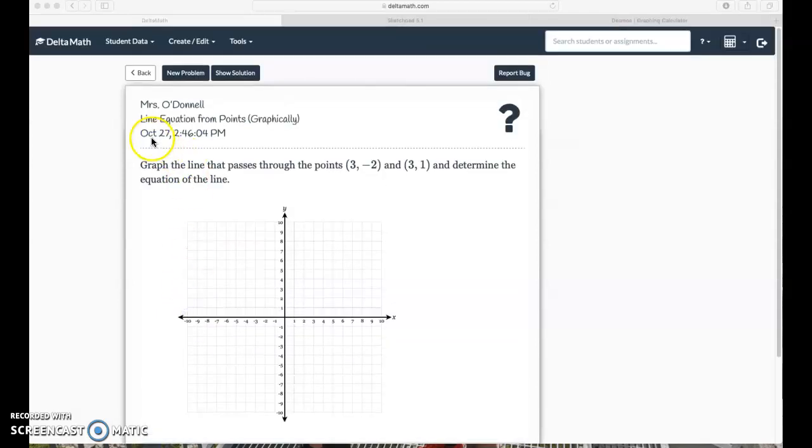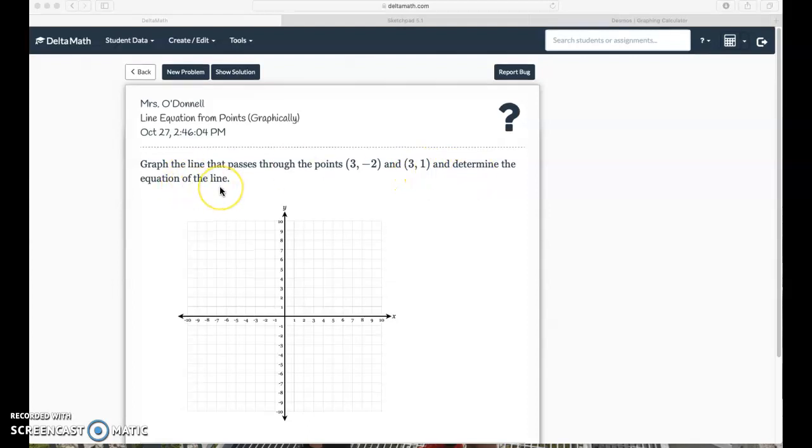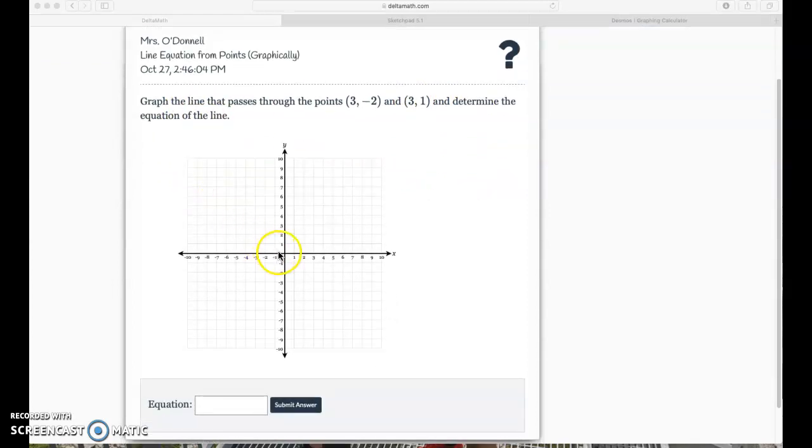Okay, so next is line equation from points graphically. Our directions say graph the line that passes through the points (3, -2) and (3, 1), and determine the equation of the line. Okay, so I'm going to go ahead and just plot those points. So 3 on my x, -2, plot the point, and (3, 1). Okay, so first of all, I have a vertical line.